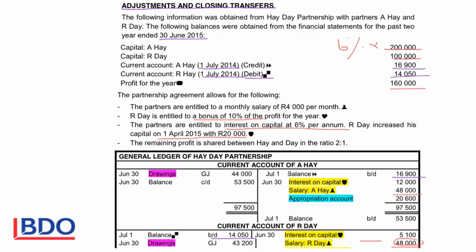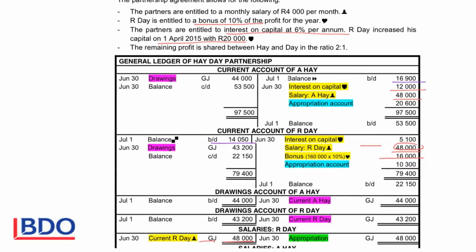Now again, we will do an adjustment for it to show that the money is owed to the partners. Therefore, we will credit the current accounts with the interest on capital to show that the amount that we owe them increased. So the current account of Hay will be increased on the credit side with 12,000, and the current account of Day will be increased with the interest of 5,100. We have to complete a double entry for the interest, so we will create an interest on capital account that will be debited with those amounts.